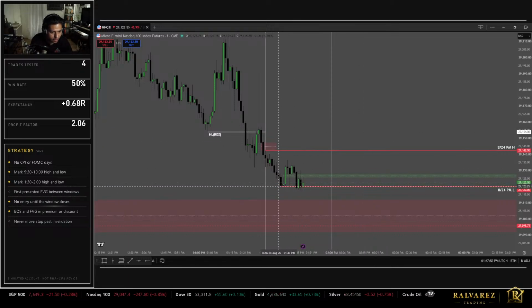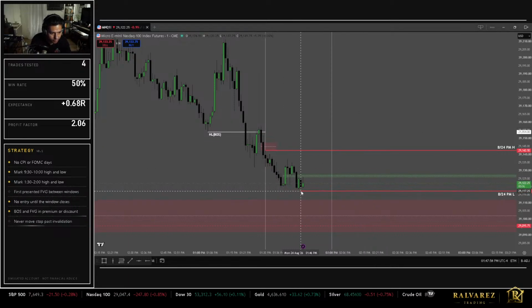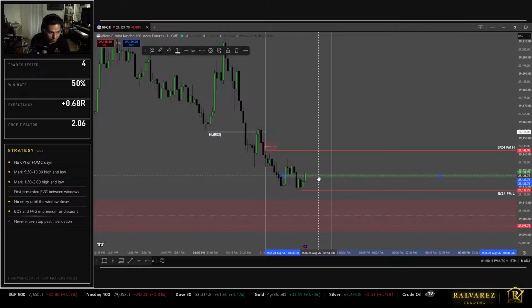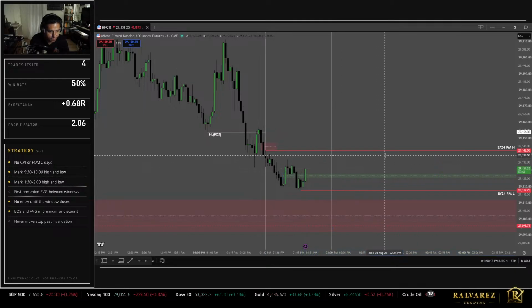All right, so now we can keep on updating our low for the PM session, but I'm still kind of just having my eye out, like, okay, we've taken stops again. And I'm also looking at this first presented fair value gap right here, whether the bodies of the candles close above it or below it. That is important to me.